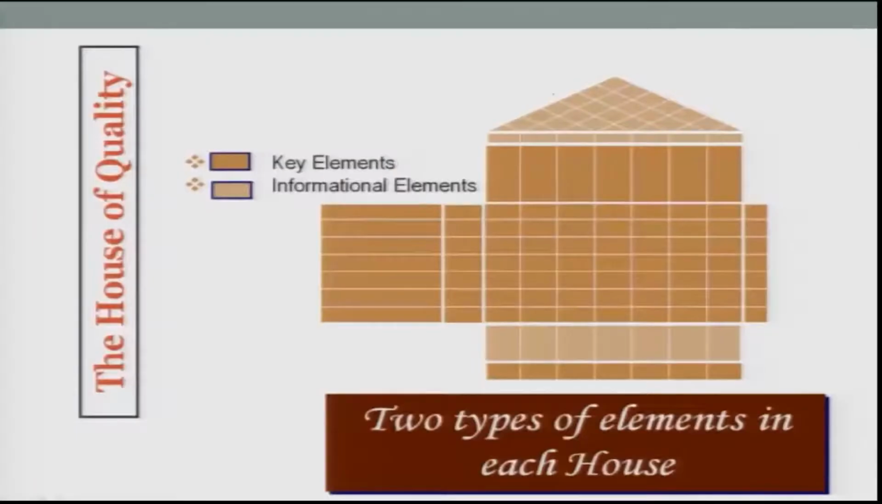So, the house of quality would have a set of key elements and informational elements made into a matrix form. The two types of elements in each house are clubbed together so that you get the maximum information from the relationship given by the matrix.